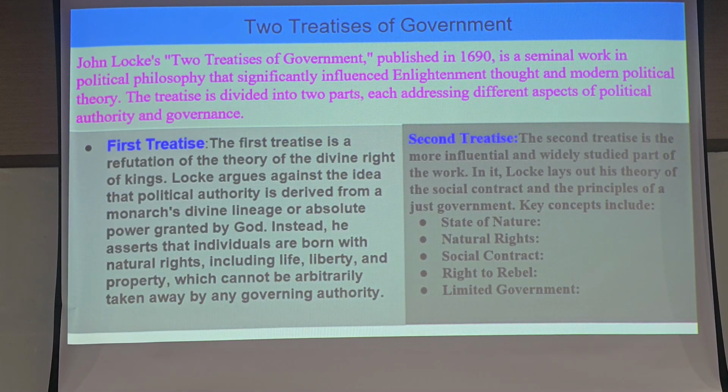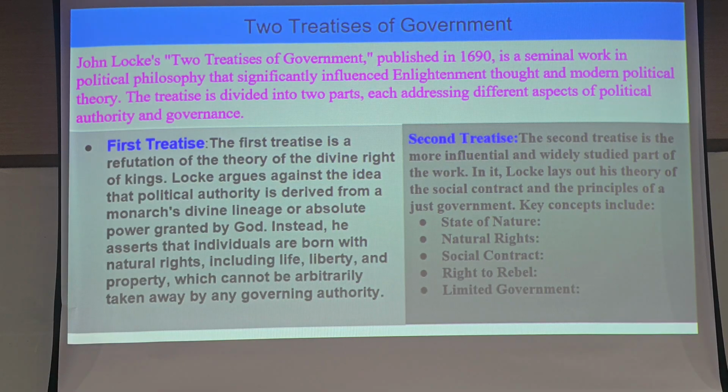Then the first treatise. The first treatise is a refutation of the theory of the divine right of kings. Locke argues against the idea that political authority is derived from a monarch's divine lineage, or absolute power granted by God. Instead, he asserts that individuals are born with natural rights, including life, liberty, and property, which cannot be arbitrarily taken away by any governing authority.